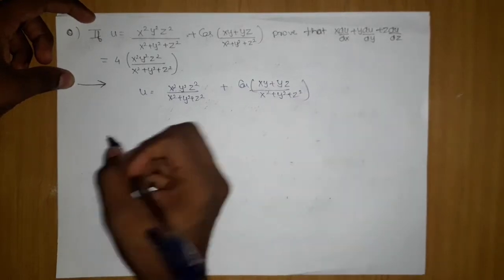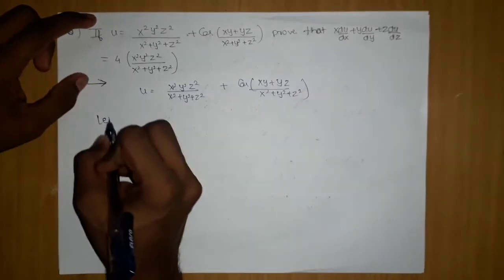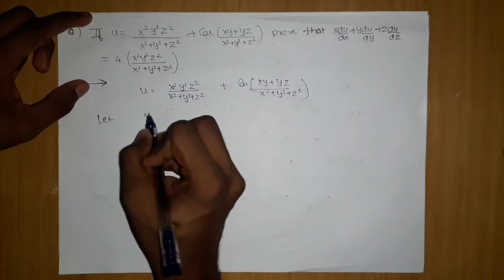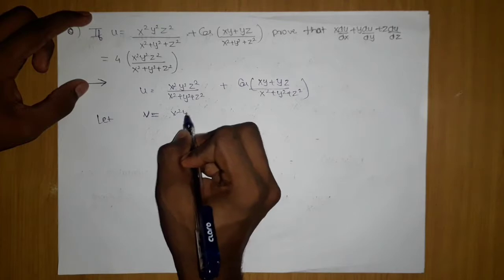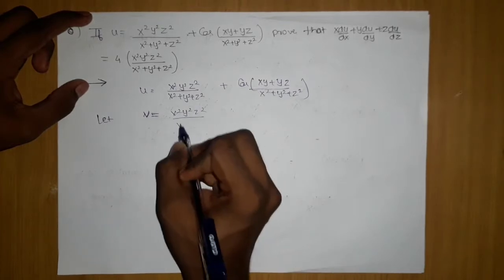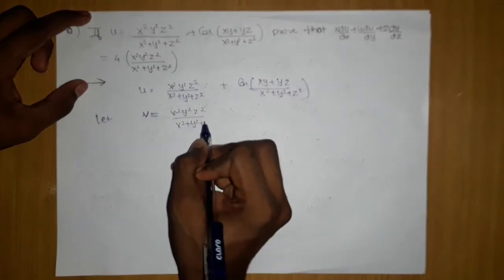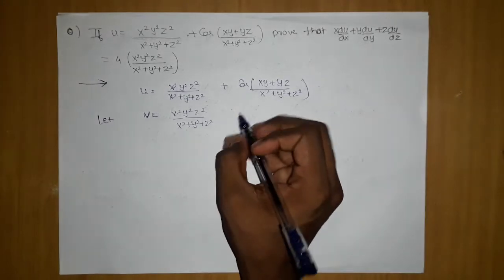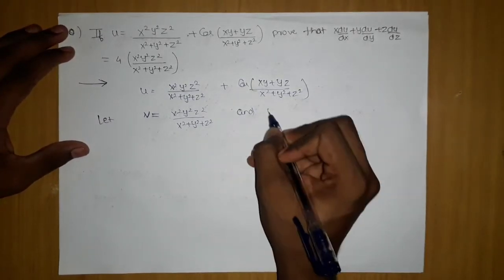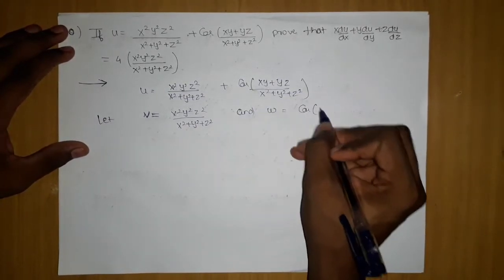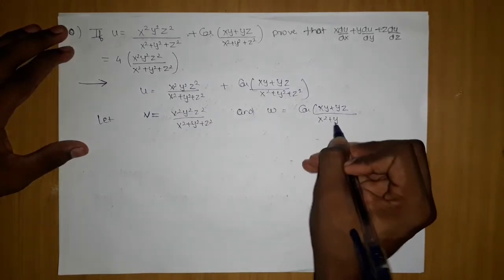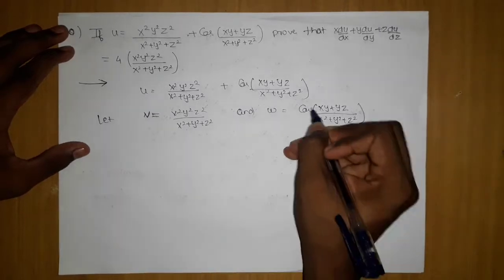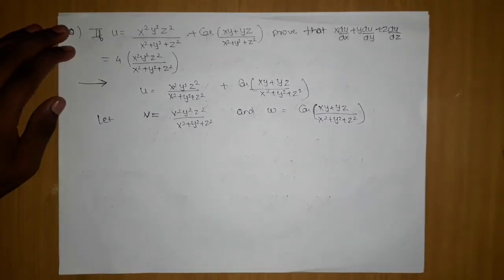You have written this. Now what is your next job? Tell the teacher that you are considering the terms. Let v equal to, v is what? x²y²z² the whole upon x² + y² + z², right? And w equals what? cos(xy + yz) the whole upon x² + y² + z², right?